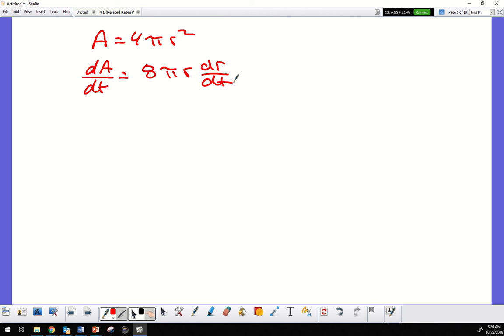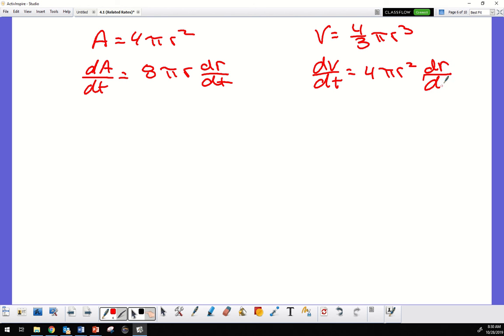Okay, so let's do the other side now. The next one's volume, right? Volume is 4/3 pi r cubed. So dV/dt is going to be 4 pi r squared dr/dt.